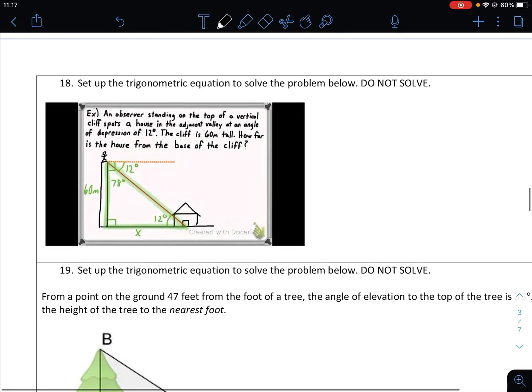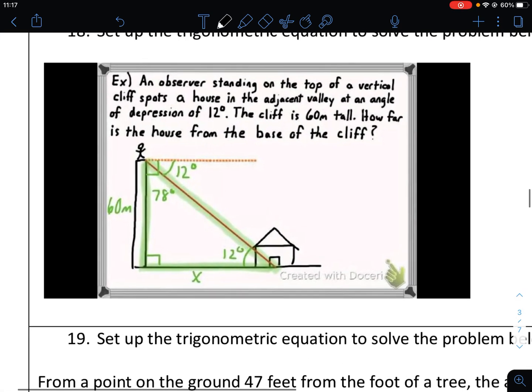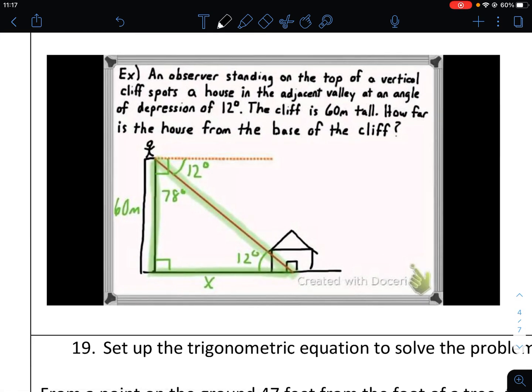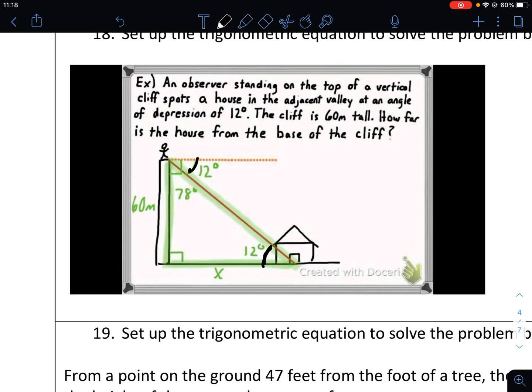Now for 18, we've got a picture happening here, and we're going to do the same thing, just now it's a word problem to go along with it. An observer standing on the top of a vertical cliff spots a house in the adjacent valley at an angle of depression of 12 degrees. Notice they placed that 12 degrees outside the triangle, but we want to include it inside the triangle right there. The cliff is 60 meters tall. How far is the house from the base of the cliff?